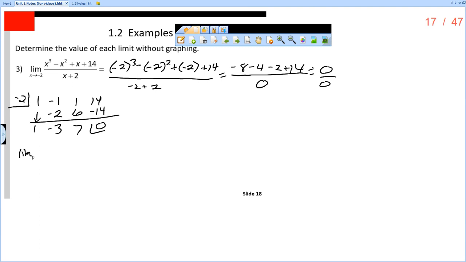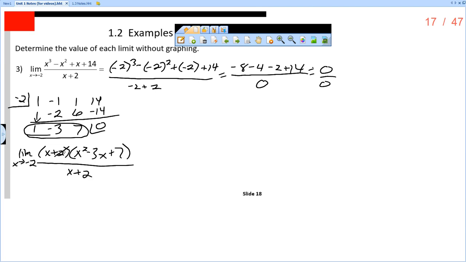All right, so that means that I have the limit as x approaches negative 2, and I have x plus 2 times, remember what's remaining, 1, negative 3, 7. So that means 1x squared minus 3x plus 7, all divided by x plus 2. So now my x plus 2's reduce, and I'm left with the limit as x approaches negative 2 of x squared minus 3x plus 7, all divided by 1. And so we don't necessarily have to write that.